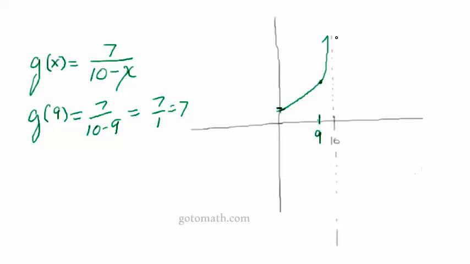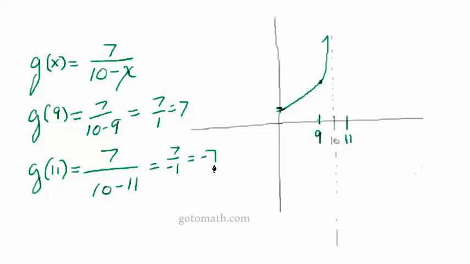I guess while we're at it, what's it doing? Is it coming from down here going up, or is it coming from up here and going down? That's the question. What we could do is take 11 and plug it in. So let's do that. g of 11 is 7 over 10 minus 11, which is 7 over negative 1, which is negative 7. So that's actually down here somewhere.